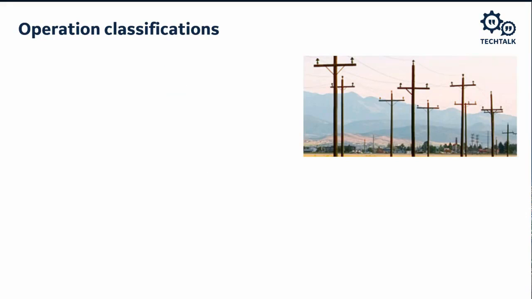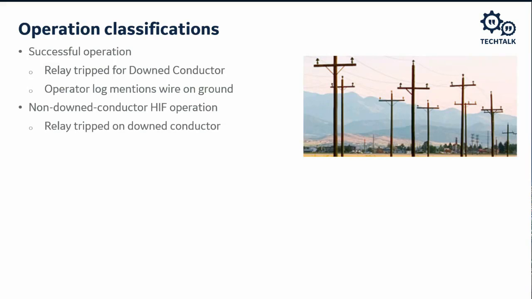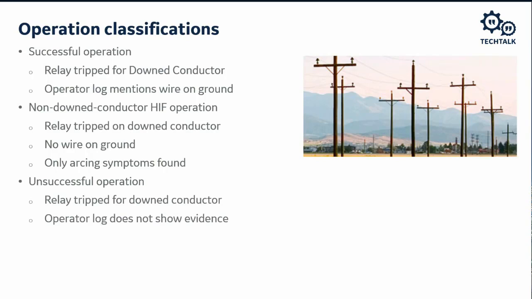There were 3 operation classifications in the study. These are successful operation, where the relay tripped, declaring a down conductor, and the operator log mentions a wire on the ground. Another classification is non-down conductor HIF operation, where the relay tripped on a down conductor, but there was no wire on the ground. Only arcing symptoms were found. So this case is an arcing alarm and arcing suspected. And the third classification was unsuccessful operation, where the relay tripped for down conductor and the operator log does not show evidence and there was no HIF detection found.